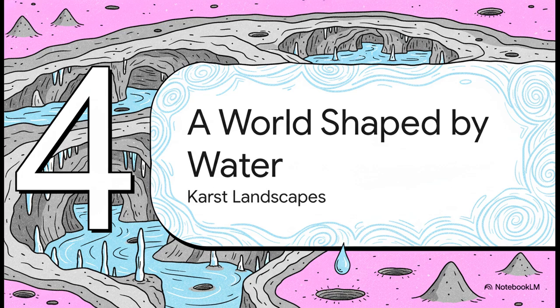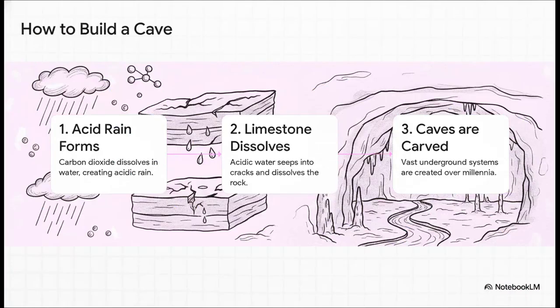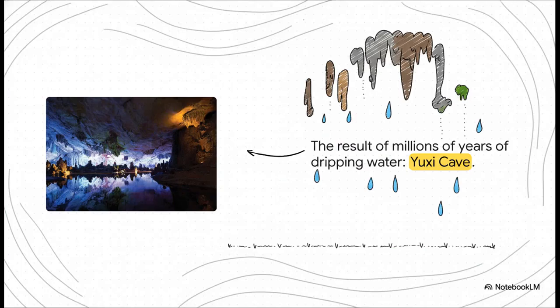To see how these powerful forces can create something truly spectacular, let's look at a really specific example of chemical weathering. We're going to explore the magical, hidden world of karst landscapes. Believe it or not, the recipe is pretty simple. Rainwater becomes just slightly acidic when it absorbs carbon dioxide from the air. When that weak acid hits limestone, it just slowly, patiently dissolves the rock, carving out these enormous, hidden worlds right under our feet.